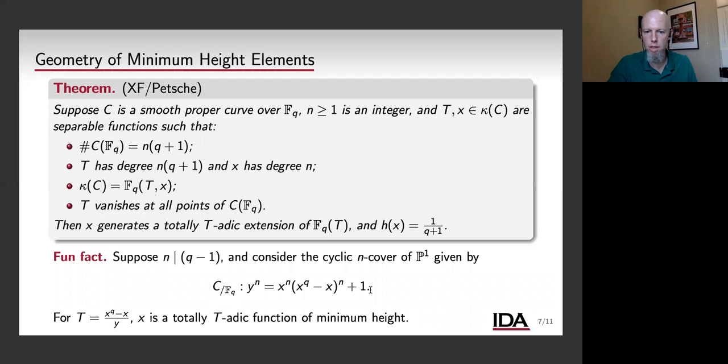Okay, these very simple looking curves. And then you just write down this other function t that has the right property. It kills all the rational points of your curve, and now you find that the function x is totally t-adic of minimum height. This is a really nice way to construct examples.